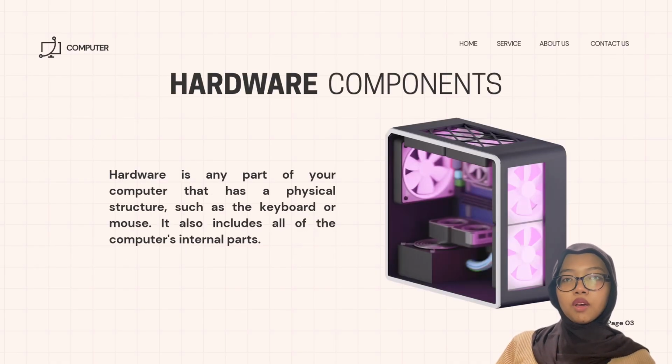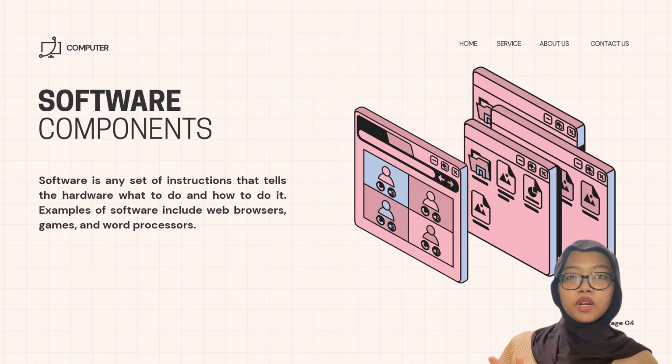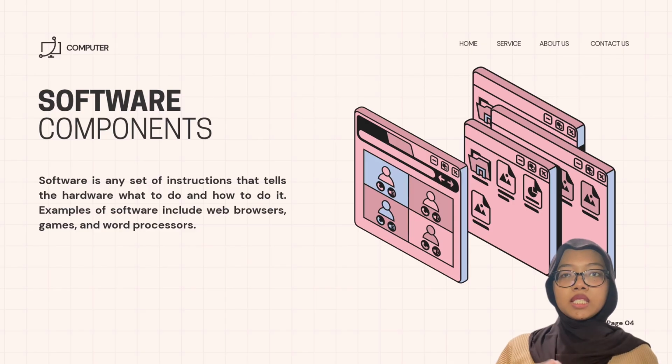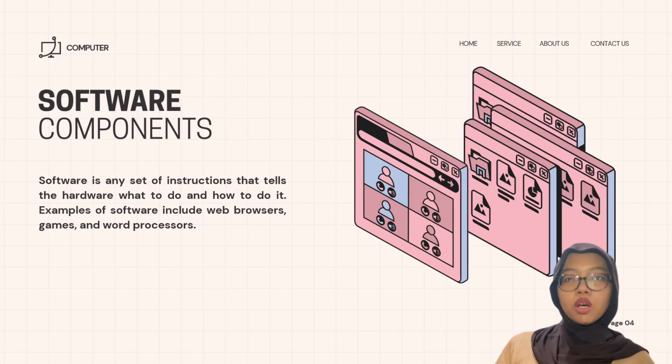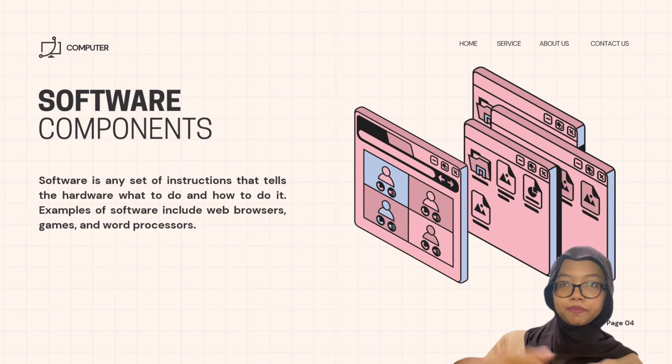Hardware is any part of your computer that has a physical structure, such as the keyboard or mouse. It also includes all of the computer internal parts. The second is the software components. Software is any set of instruction that tells the hardware what to do and how to do it. Example of software include web browser, games, and word processor.